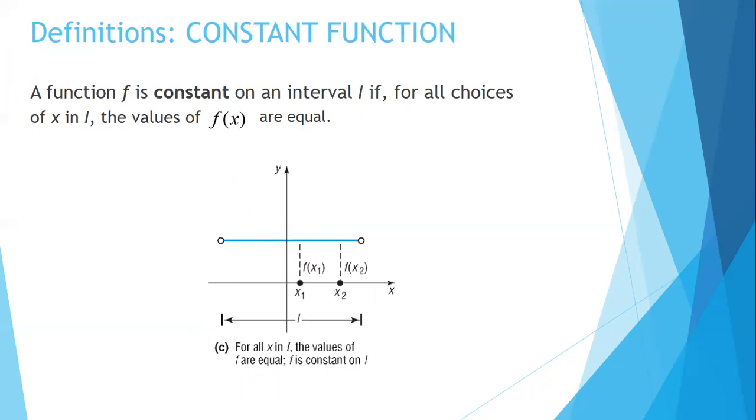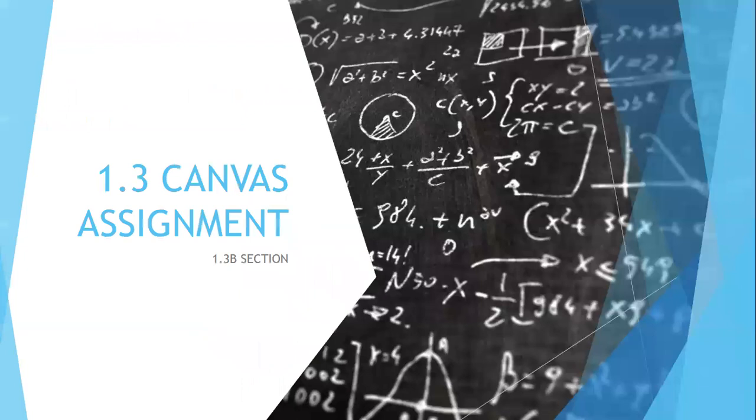Got it? All right, any questions about intervals of increase and decrease? Awesome. So what you're going to be doing for the rest of the period is working on your 1.3 Canvas assignment. At this point, you should be able to do 1.3A and 1.3B. It's over by my computer.